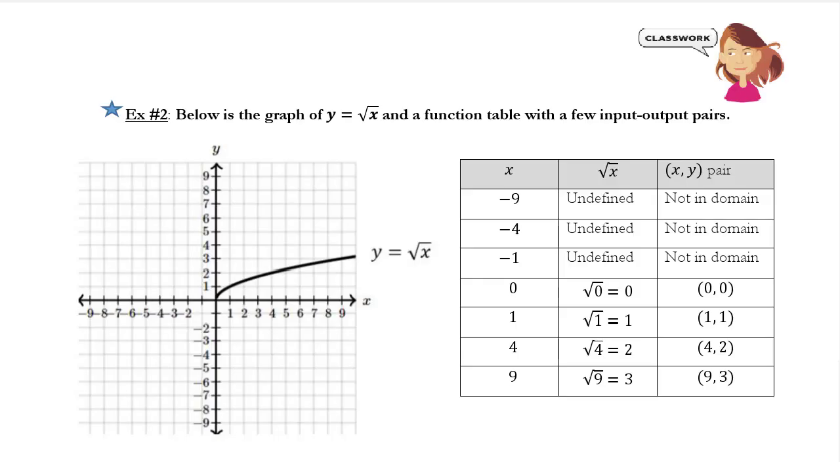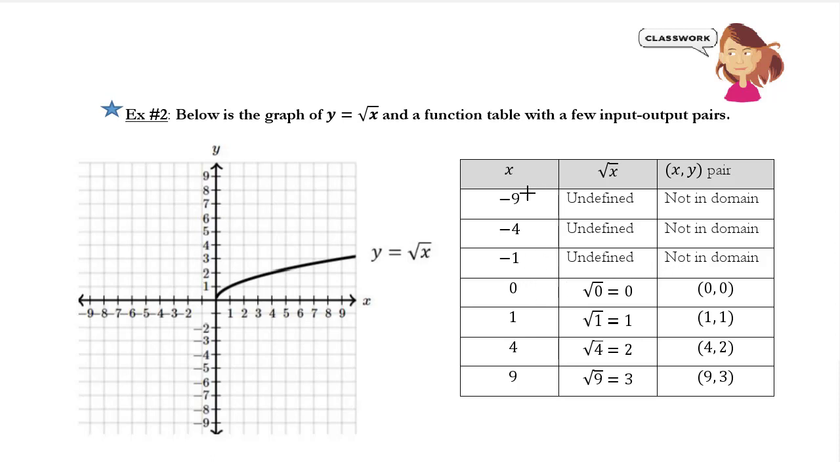All right, example number 2. So here we've switched the function, but the same sort of patterns that we notice are going to be the same for any function. So here we have the graph of y equals square root x, as well as a function table with a few input-output pairs. So just a couple things to notice.